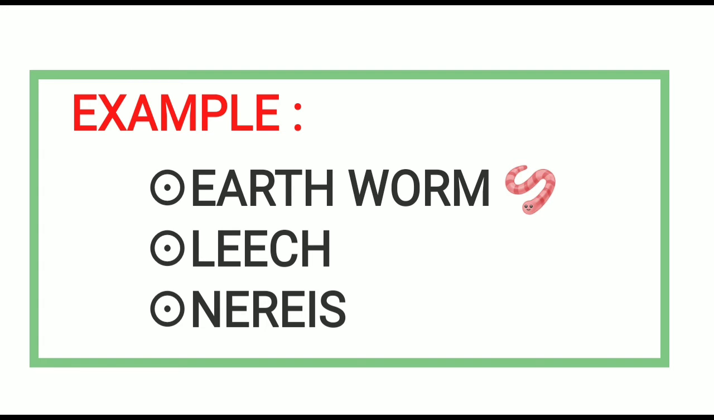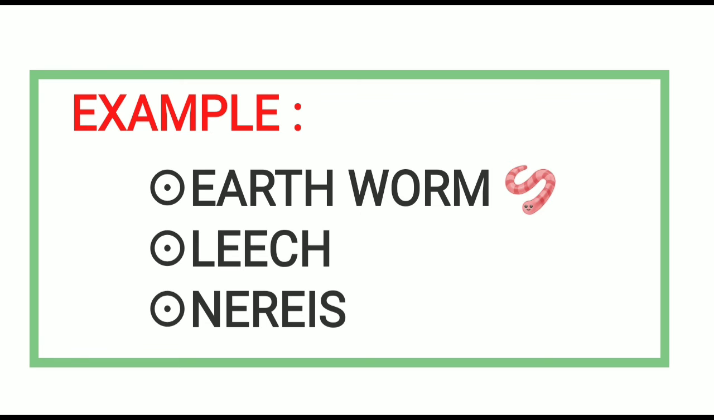Examples: earthworms are in our surroundings, and leeches we can also see. Nereis we can see. Annelids live in both marine and freshwater environments as well as in wet terrestrial environments.